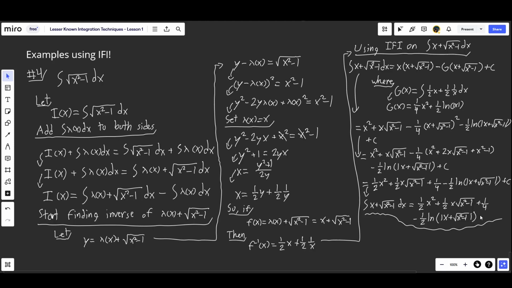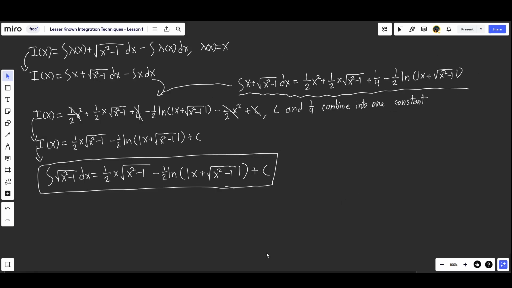Now, I'm dropping the constant of integration here because we'll add it at the end, since this is only one part of solving for I of x. Plugging our result for this indefinite integral into our equation for I of x and simplifying, by combining 1/4 with the constant c, because they're both constants, we can just rewrite them as a new constant.